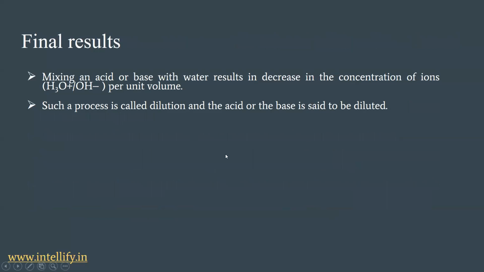So what are the results from that experiment? Mixing an acid or base with water results in a decrease in the concentration of ions per unit volume. Such a process is called dilution, and the acid or base is said to be diluted. If you use a pure acid or base, it is called a concentrated acid or base, and if you dilute it with water and use it for an experiment, it is called a diluted acid or base.